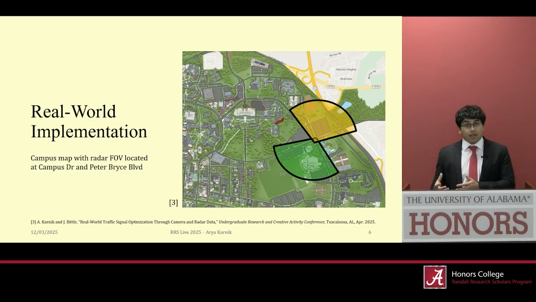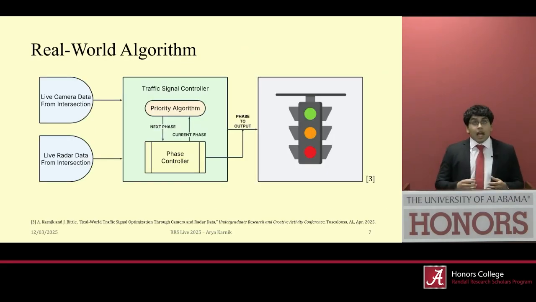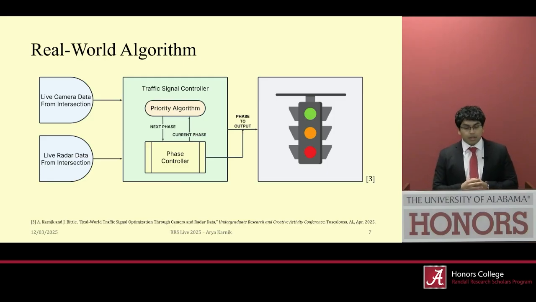So we have enough traffic here, enough variety of traffic here with buses, with cars, where there's enough flow to see if our simulation works without too much disrupting traffic if things do not go the way we anticipate. How we're actually going to implement this real-world algorithm, we're going to be taking the live camera data from the intersection as well as the live radar data. This will be piped into the traffic signal controller that I mentioned previously, where we'll have our priority algorithm interjecting with the phase controller itself. So we'll be looking at the current phase and the next phase and understanding, hey, how can we take that next phase and implement it to the current phase?